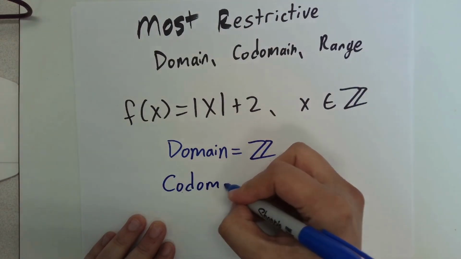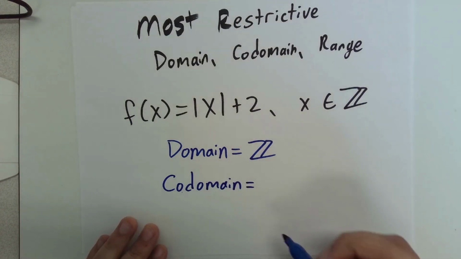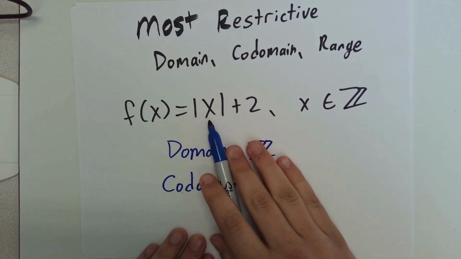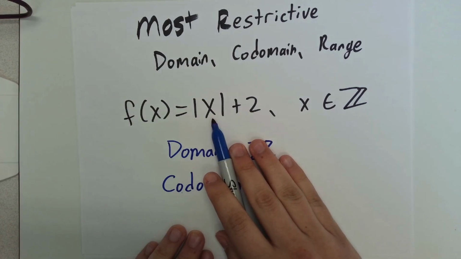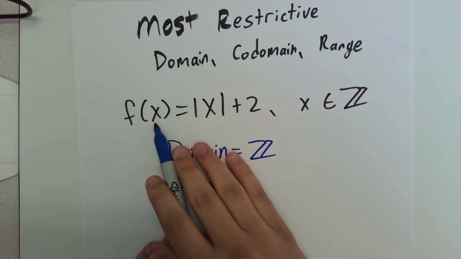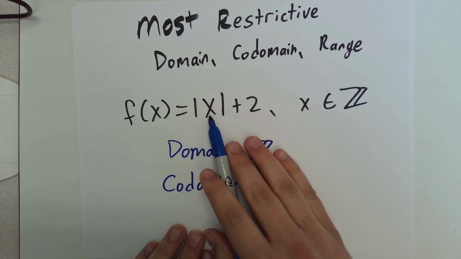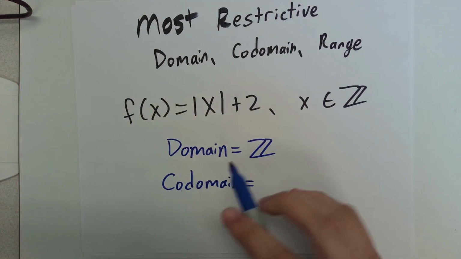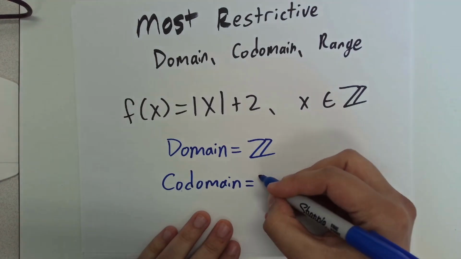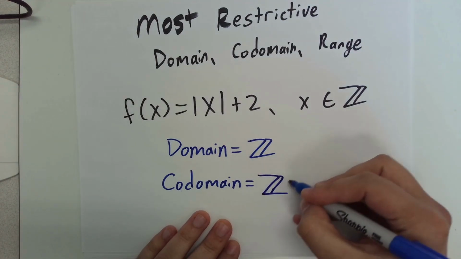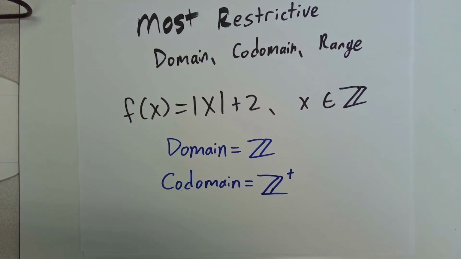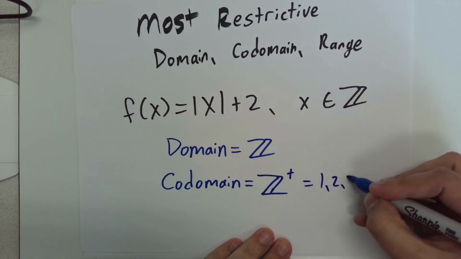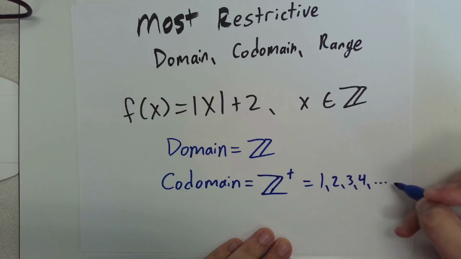For our codomain, look at what this function's actually doing. If we take a look at this function, we'll see that this is the absolute value of x. So we're ignoring any negative numbers. If x was -3, this would make it +3. +3 plus 2 would give us 5, so there's no way to get a negative number out of this. So that tells us our codomain isn't really just all of the integers, it's all of the positive integers, starting at 1, 2, 3, 4, and so on, off to infinity.